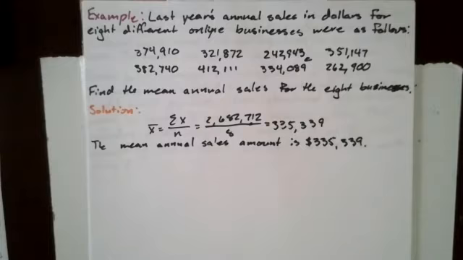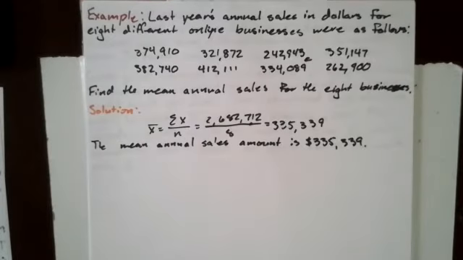Here's an example. Last year's annual sales in dollars for 8 different online businesses were as follows. And here are those numbers: 374,910, 321,872, and so on. Find the mean annual sales for the 8 businesses.